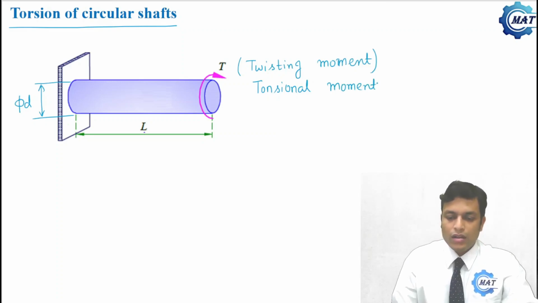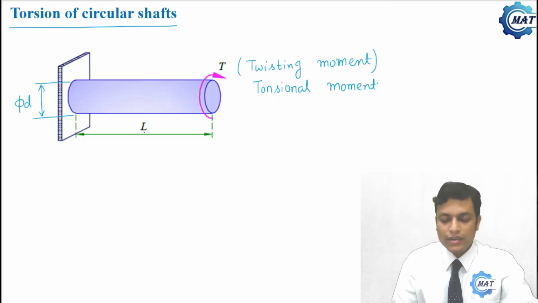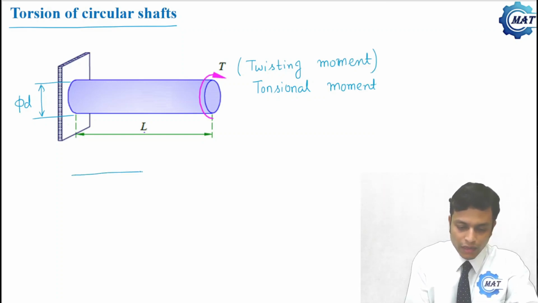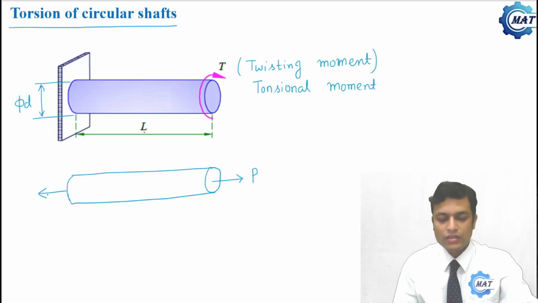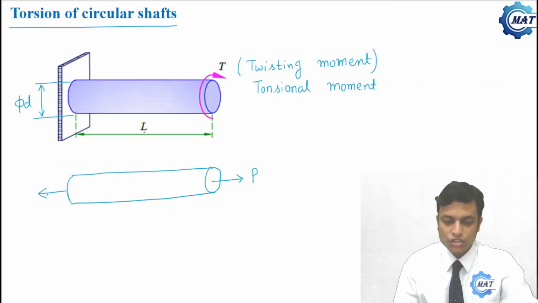So until this we have studied stresses due to axial loading. What was axial loading? Axial loading was like this. Say this was the shaft, then axial loading was subjected along the axis. Now this is a new type of loading which is torsion.